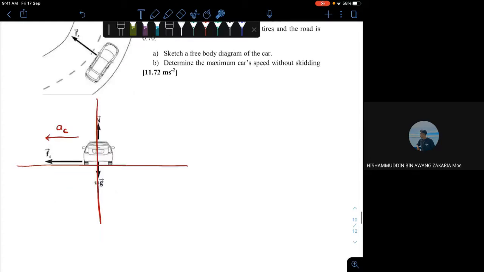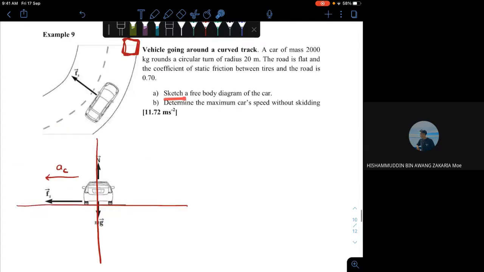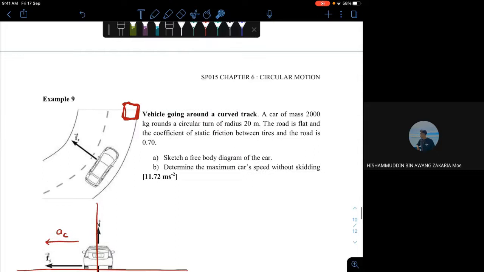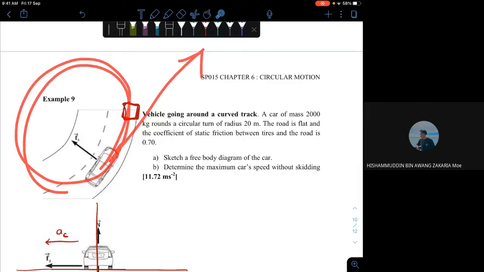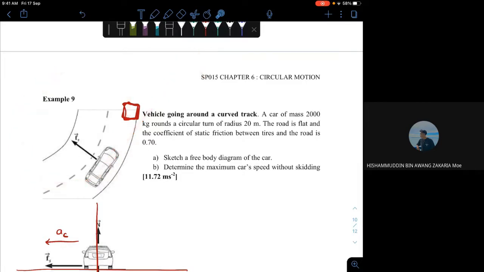Okay, so then dia suruh draw the free body diagram. So ni dia dah kasih kita bonus mark, so we already draw terus straight ahead. Okay, and then soalan minta the maximum car speed without skidding. Skidding tu maksudnya bila dia jalan, dia kena make sure yang dia terus berputar. Skidding tu maksudnya dia terbabas ke sana. So basically dia nak nilai V je sebenarnya, nilai V kan.